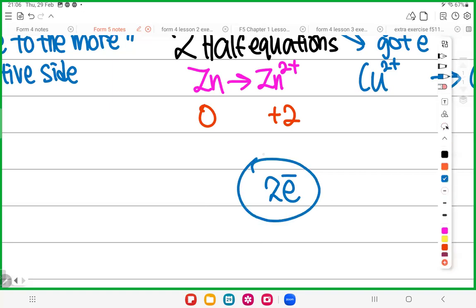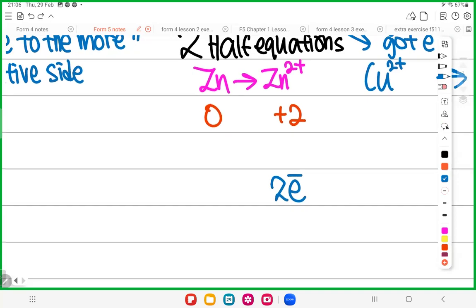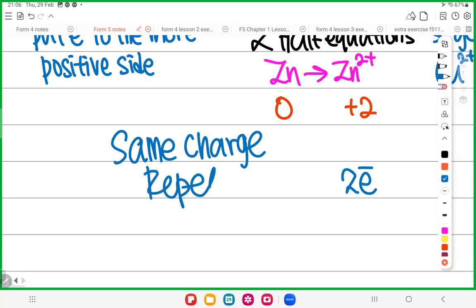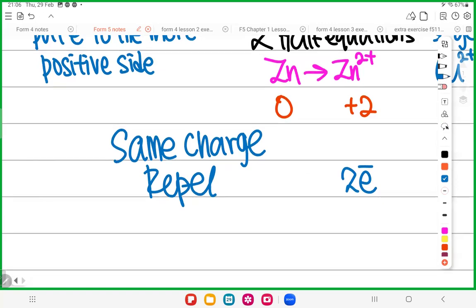What is the charge of an electron? Anyone can tell me? Negative, right? We all learned before in basic science. Same charge, what happens? Repel. I am positive, you are positive, you don't like me, I don't like you. You are negative, I am negative, you don't like me, I don't like you.